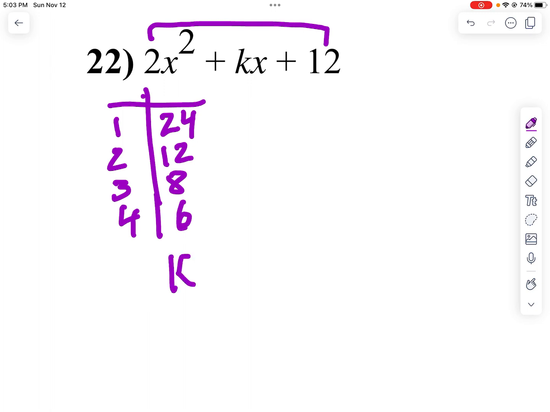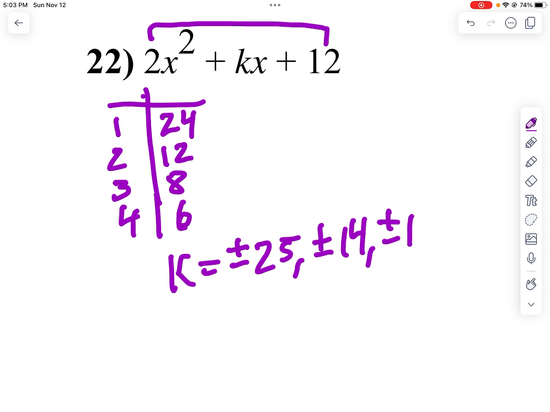So k could be plus or minus 1 plus 24 is 25. 2 plus 12 is 14. 3 plus 8 is 11. I'm going to rewrite that, I think. My 11 doesn't look very nice there. And 4 plus 6 is 10. I get positive or negative on each one of those. So that's what we'll do on that one.